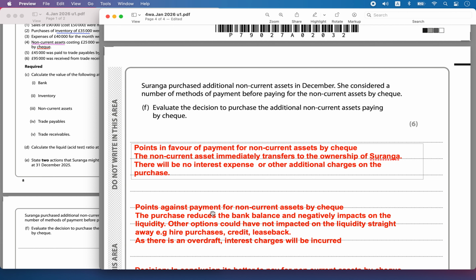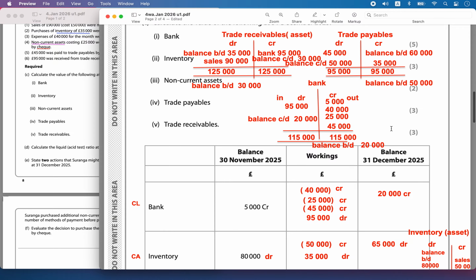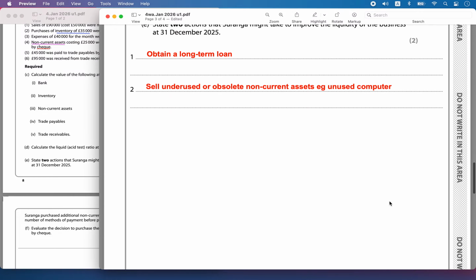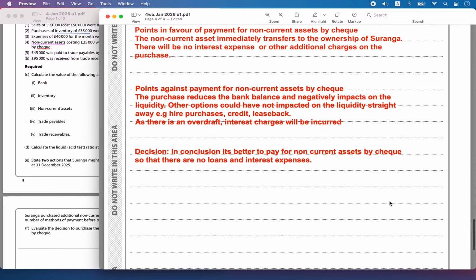However, points against the payment for non-current assets by check, we have to consider what is the problem here. The purchase is going to reduce the bank balance. What was her bank balance? See her bank balance, it is a credit balance of 20,000. Okay, which means that she already has an overdraft. This is in and this is out, so this balance represents that she has an overdraft of 20,000.